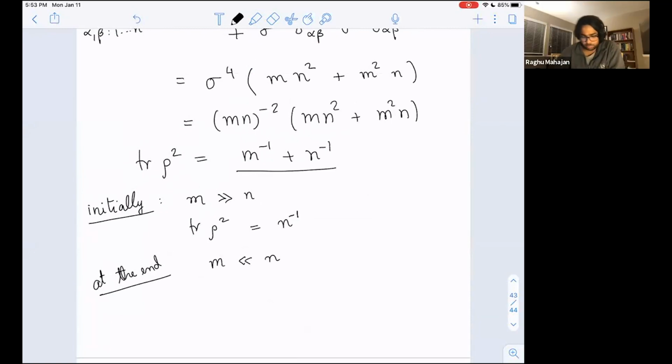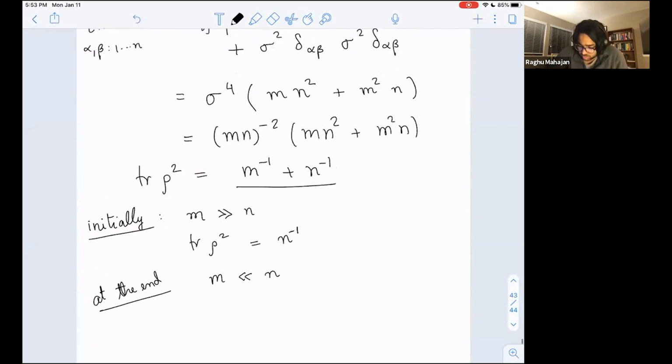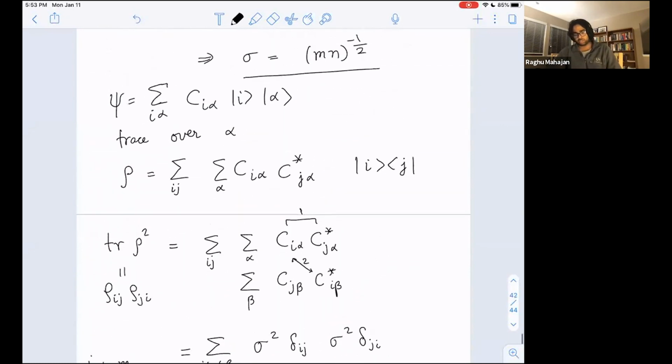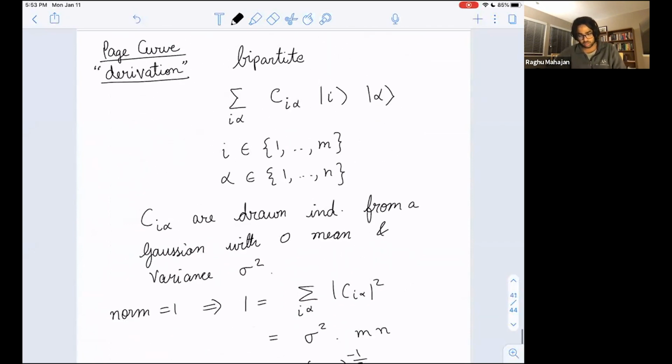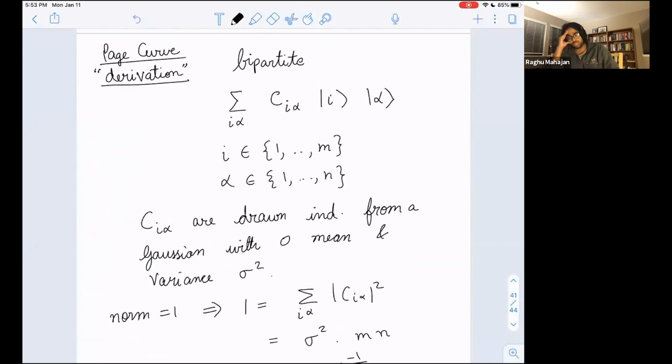Well, actually, you see, Page's statement is a statement about... There are two ways to say it. One is a statement about the entanglement structure of typical states in the Hilbert space. So the state that we started with here, the C_{i alpha}, is some generic state in the Hilbert space. And the question is just, what is its entanglement dependence on m and n, when m is much smaller than n?